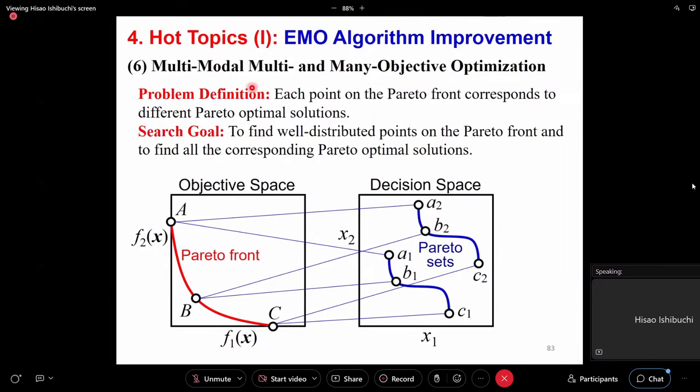Another is the multimodal problem. The definition of a multimodal problem is here. Each point on the Pareto front corresponds to different Pareto optimal solutions. This is the Pareto front, this red curve. And then in the solution set, solution A is here. This is the one.